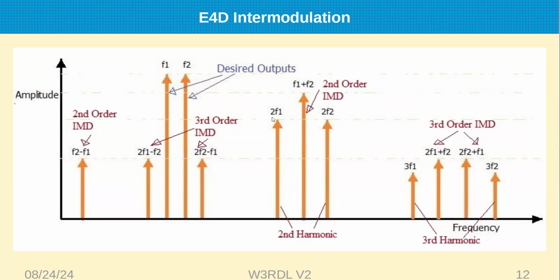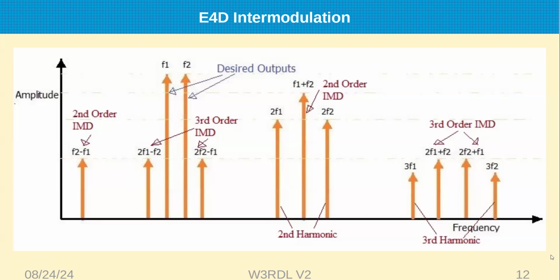Those would be the third order, and they turn out to be the closest ones to the original frequencies. The second order IMDs are much farther away, and the second order harmonics are much farther away. So it's only the third order intermodulation products that are close, and the second order intermods are farther away.